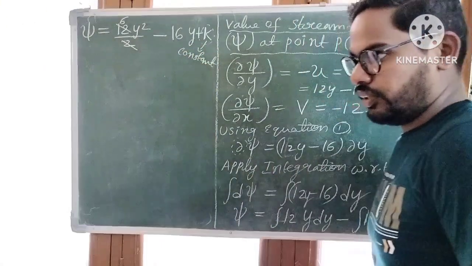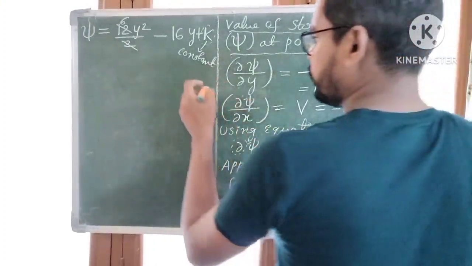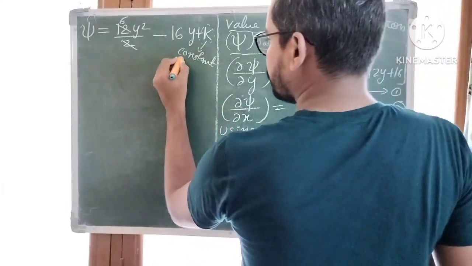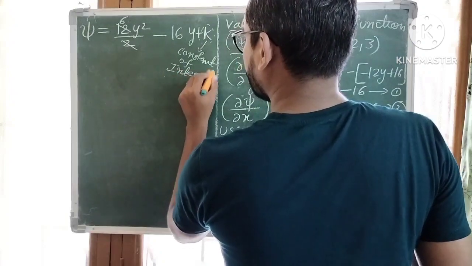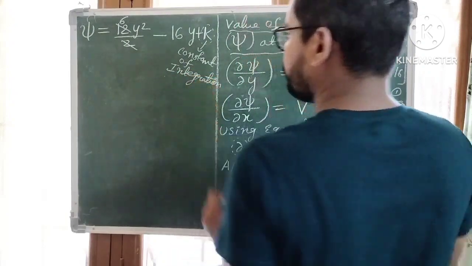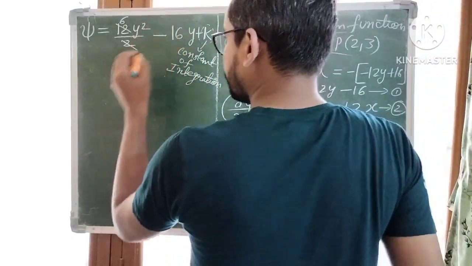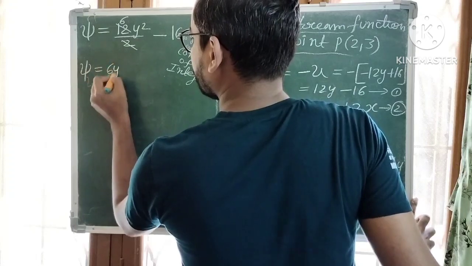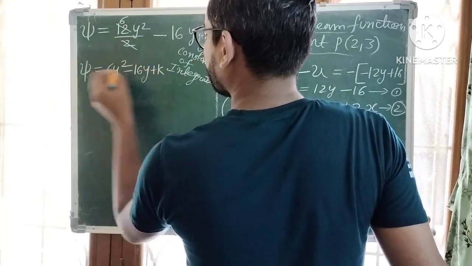Now, whenever we do integration we get some constant, especially in the case of indefinite integrals. So this is called the constant of integration. In indefinite integration we always get a constant, and we name it k, the constant of integration. Next, anyhow we got psi is equal to 6y square minus 16y plus k.